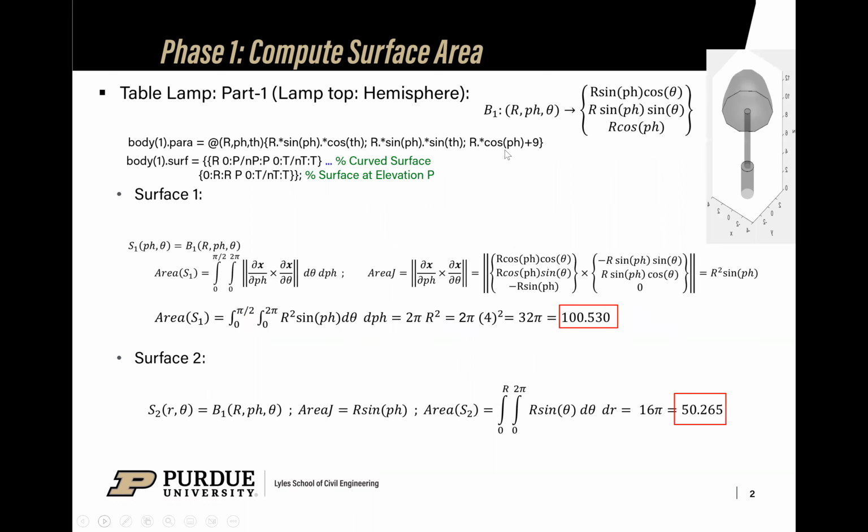So the body that I've defined is a combination of a hemisphere and two cylinders, which is basically a table lamp. This is the parameterization for the hemisphere. I've defined two surfaces. One is the curved one and one is the circular one that is at elevation P.